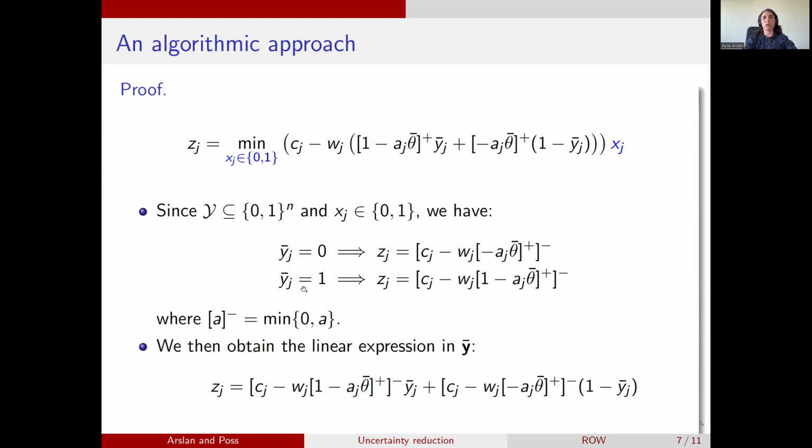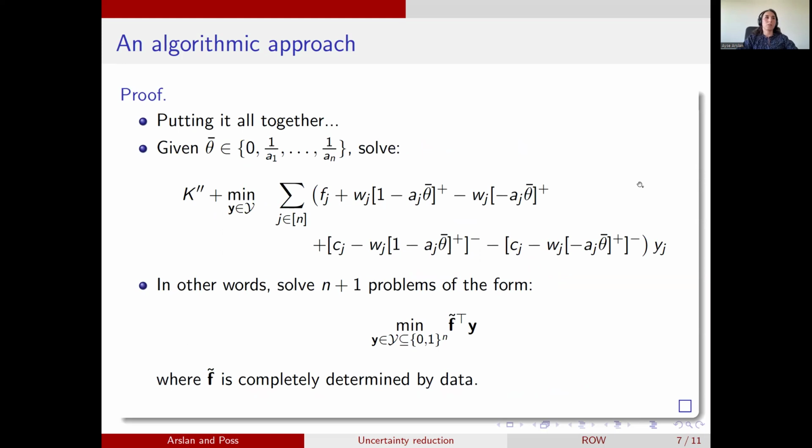Okay, and when the Y variable is equal to 1, then this term is going to survive and this term is going to survive. So I'm going to obtain the optimal value as the minimum between 0 and the expression within the brackets. And once again, similar to what we have done before, this can also be written linearly in Y. And so we write it in this way, and you'll see that when Y is equal to 0, then this term will survive as here. And when Y is equal to 1, then this term will survive as in here, okay? And so now we are able to state the final result.